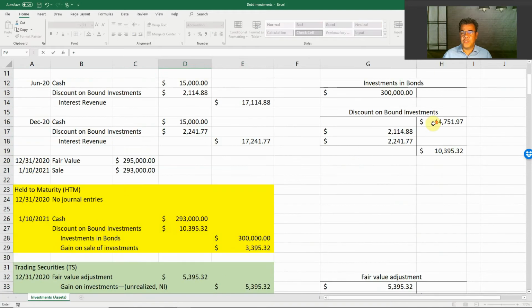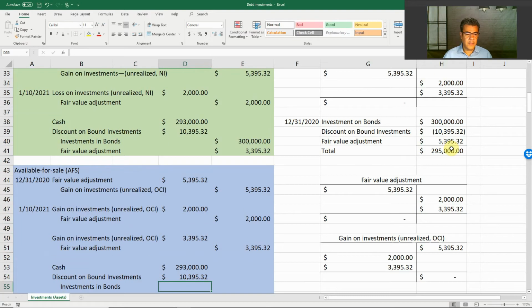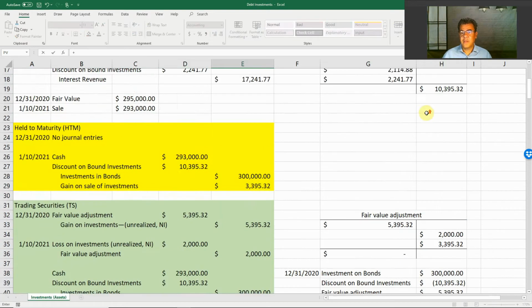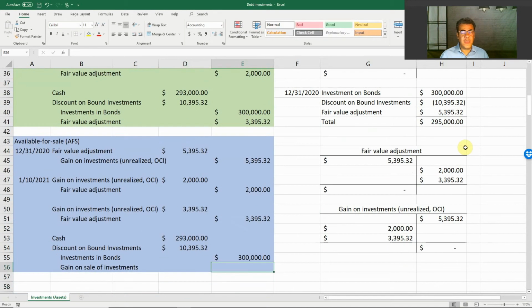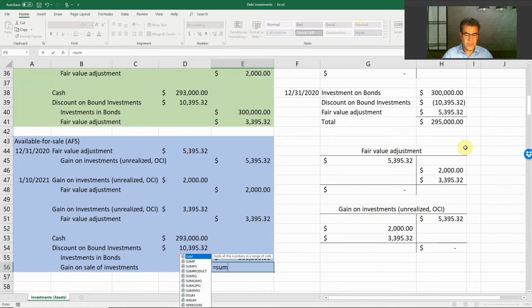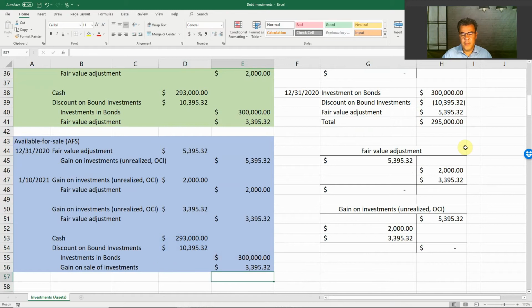Let's close discount. So we debit 10. Let's close investment. We credit 300. And the gain on sale is the number to balance. So the sum of debits less the sum of credits. And here we have the $3,300. The names of the accounts here can vary depending on the textbook, but this is usually how we call them.